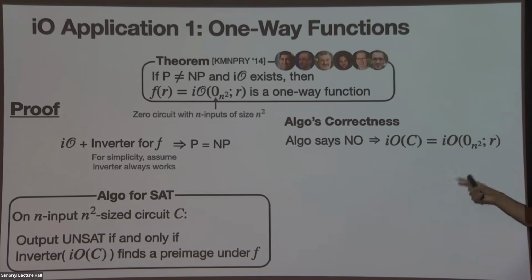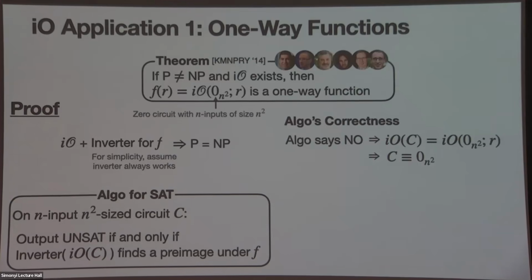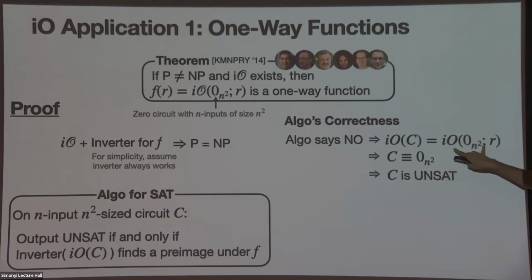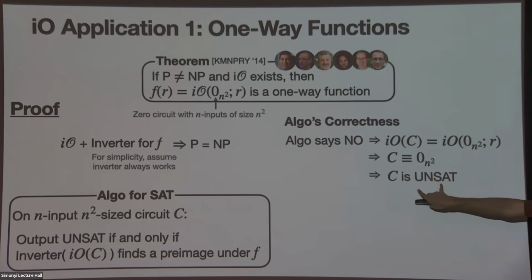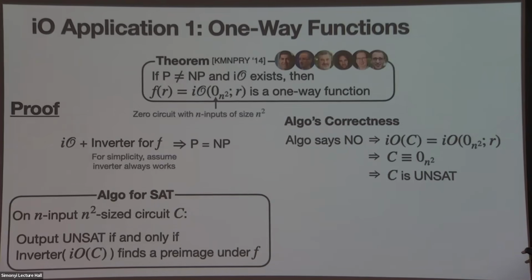So this is just the definition of inversion. You said that functionally they are the same, so C on output 0. Great. Yeah, exactly. So if this says no, we found this R, but since this preserves functionality, that means that's the zero circuit, which is the definition of being unsatisfiable. Okay? Good. Make sense? Good.